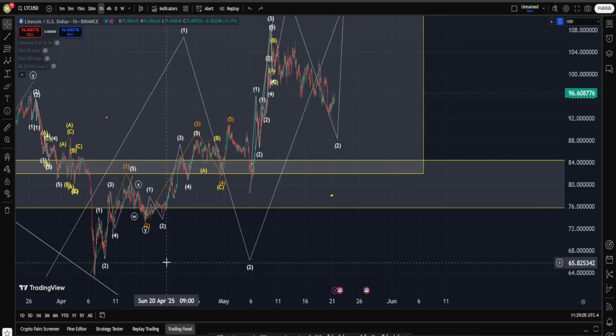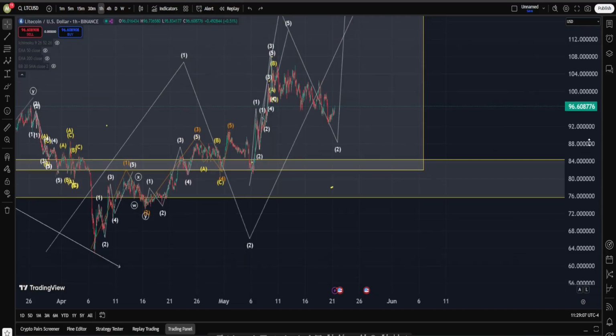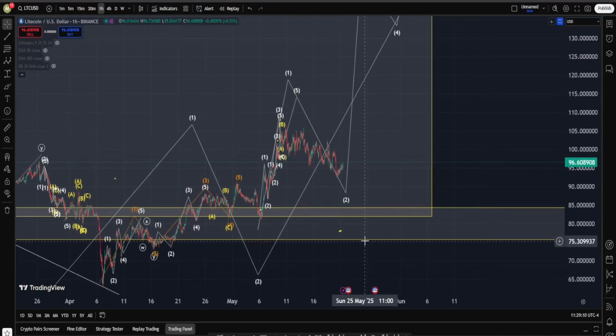As long as we are not doing that, I think in Litecoin we are good to go up, and the setup is just too perfect.